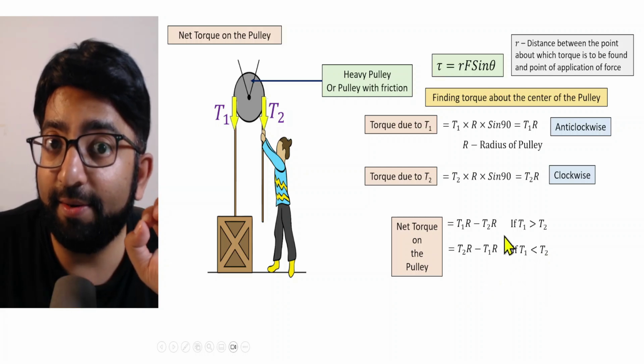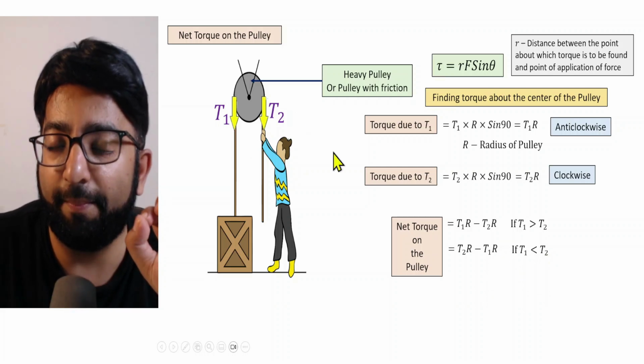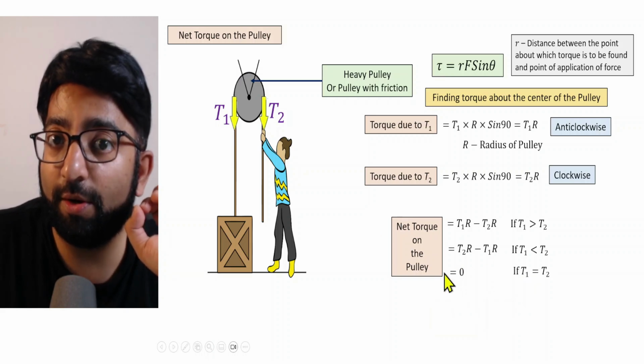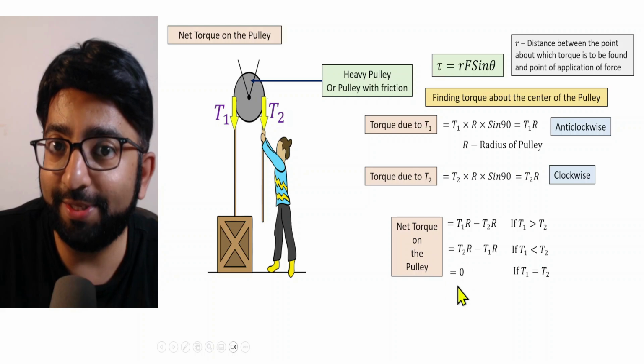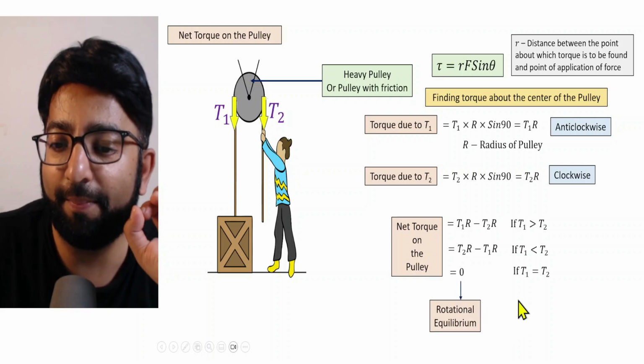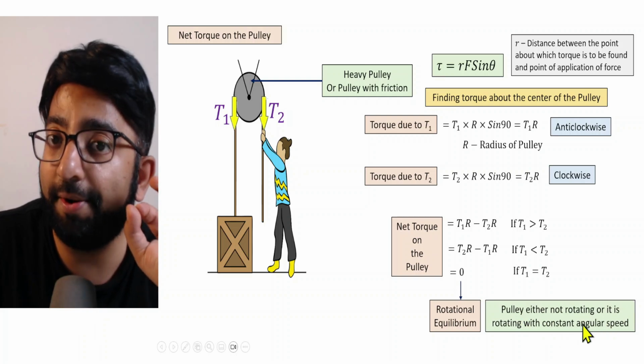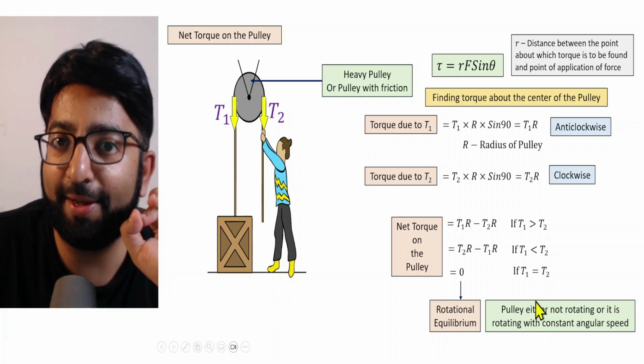And if we consider T1 and T2 to be the same, then the net torque will be equal to zero. And whenever the net torque acting on the pulley is equal to zero, this is nothing but rotational equilibrium. And in that case, we can say the pulley is either not rotating or it is rotating with a constant angular speed.